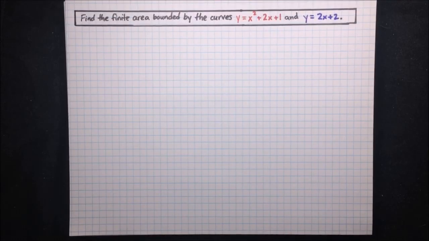For our next problem, we want to find the finite area bounded by the curves y equals x squared plus 2x plus 1 and y equals 2x plus 2. But this time we're not given a graph. So how do we approach the problem?